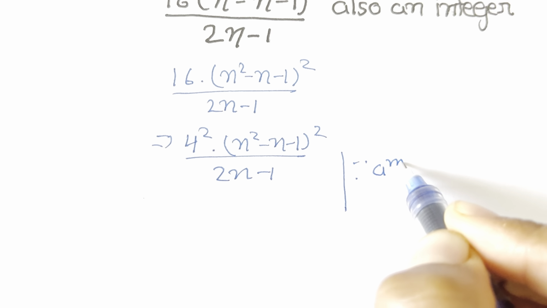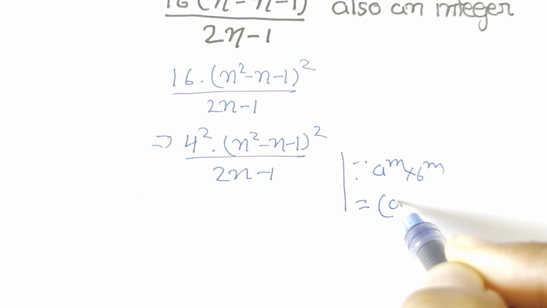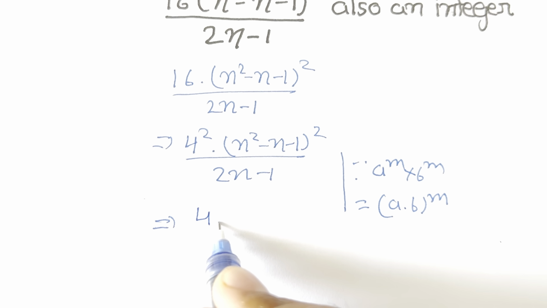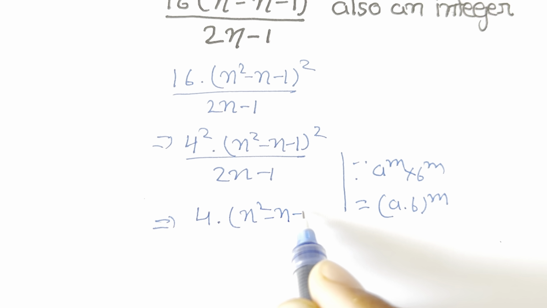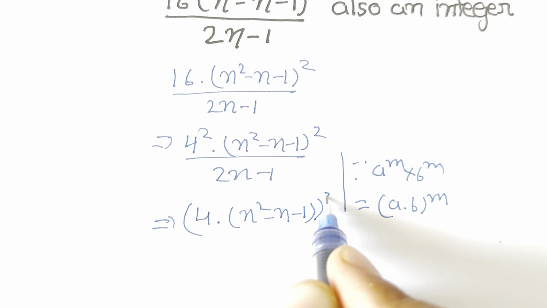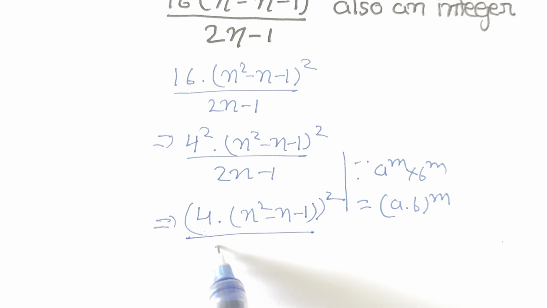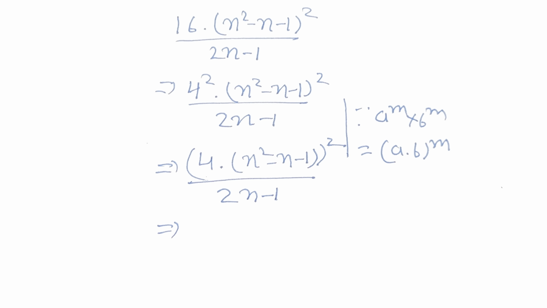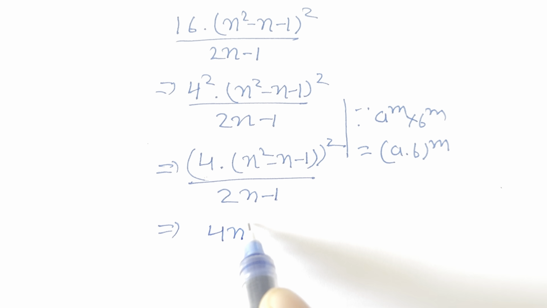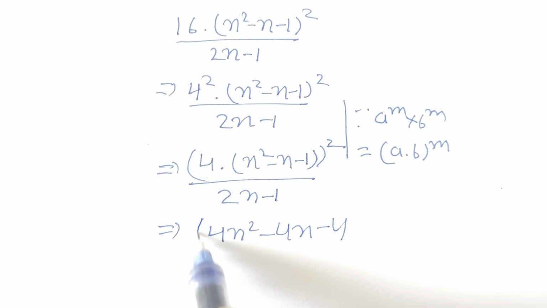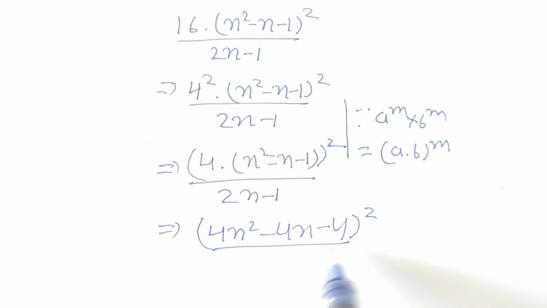Since aᵐ into bᵐ is equal to (a into b)ᵐ, the numerator can be written as (4 into (n² − n − 1))², that is, a² into b² is (a into b)², divided by 2n − 1. Now, by expanding the inner bracket, we get 4 into n², 4n², 4 into minus n, minus 4n, 4 into minus 1 is minus 4, the whole power 2, divided by 2n − 1.